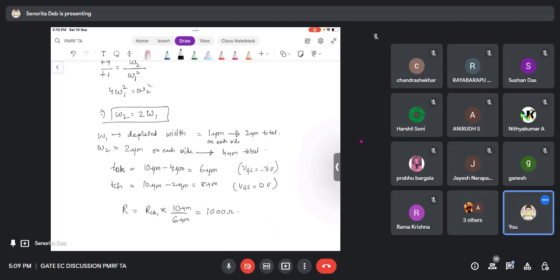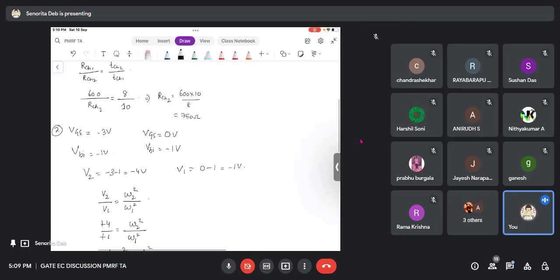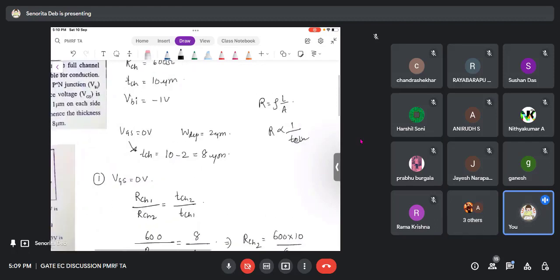So in the question, VGS of 0 volt was given. They have given a channel resistance and they have given some built-in potential. And they said that there was a depletion on both sides, 1 micron, 1 micron. So now find what is the new channel resistance. So you saw that 1 micron here, 1 micron there, add it up, 2 micron, subtract from the channel, 8 micron, I can directly find the resistance.